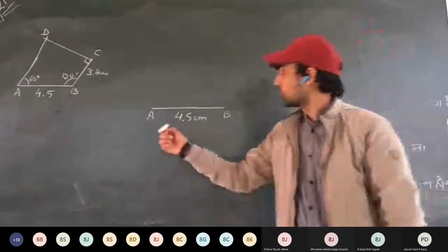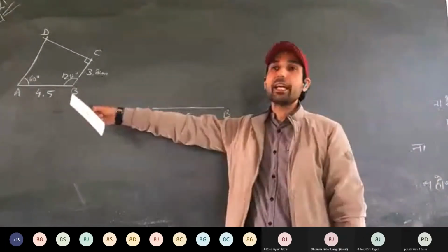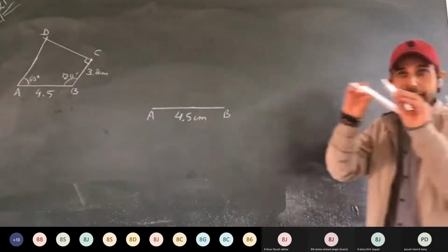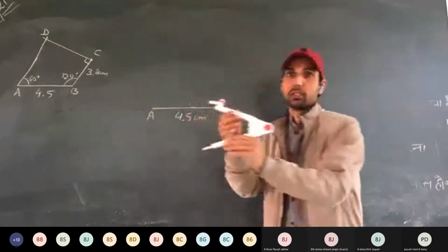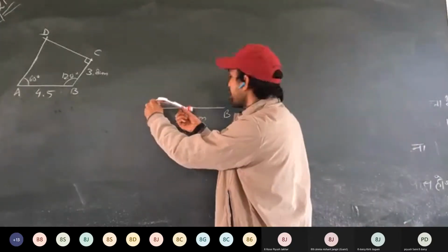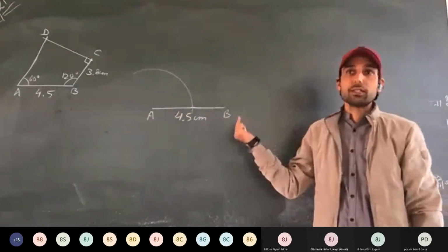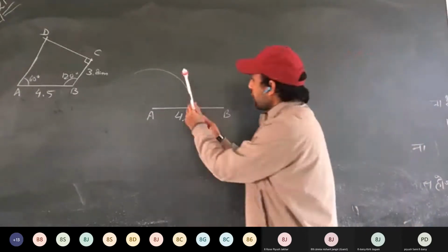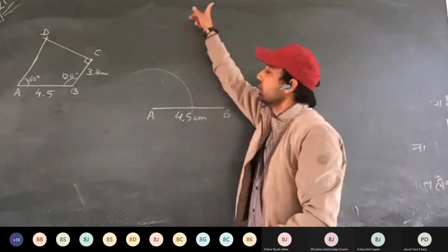Don't talk in class. So AB we have drawn, 4.5 centimeters. Now at A, make an angle of 60 degrees. Take any length in your compass, for example 2 or 3 centimeters. Take at least 3 centimeters, so it will be more accurate. Draw an arc. Construct one arc with the same radius. Don't change the radius in the compass. From this point, cut one arc. We got 60 degrees.